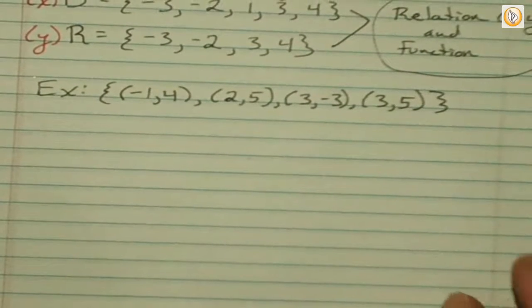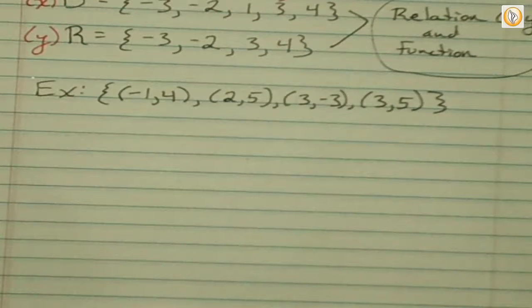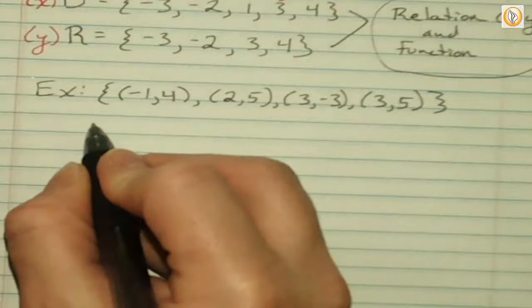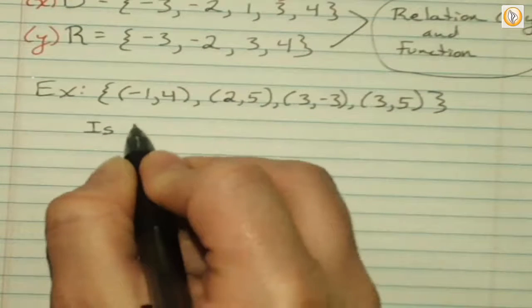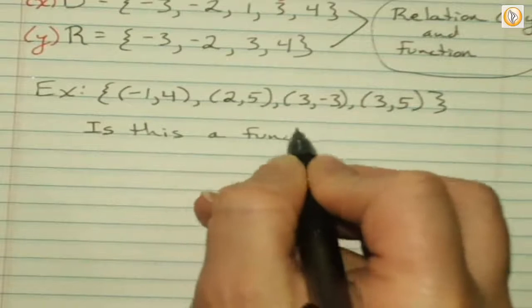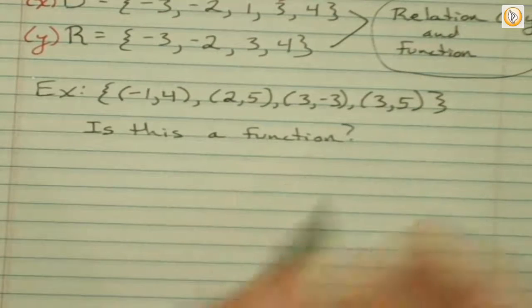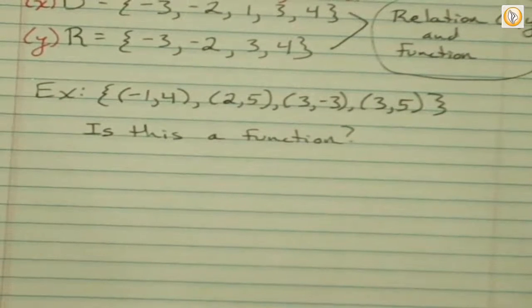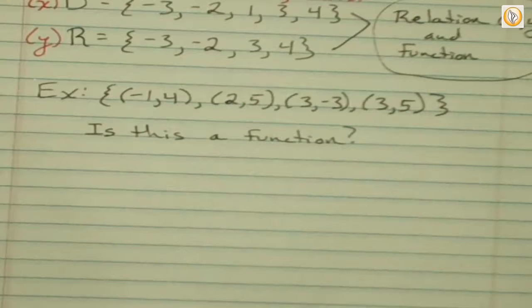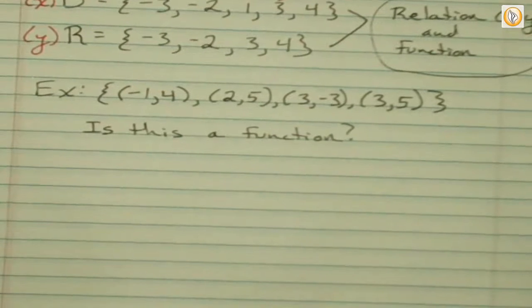Okay, so we have 4 ordered pairs. Is this a function? Don't answer out loud. I'll wait till everyone has this down, but I want you to think about it. Don't answer out loud or I give a conduct mark.